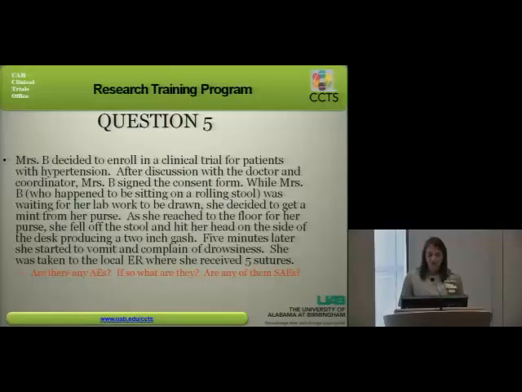Are there any adverse events? If so, what are they? And were any of these serious adverse events? So if the protocol requires adverse events to be captured from the time of informed consent, then Mrs. B would have the following. The head laceration would be considered an AE, and vomiting and drowsiness can be included in the event summary along with the treatment of 5 sutures.